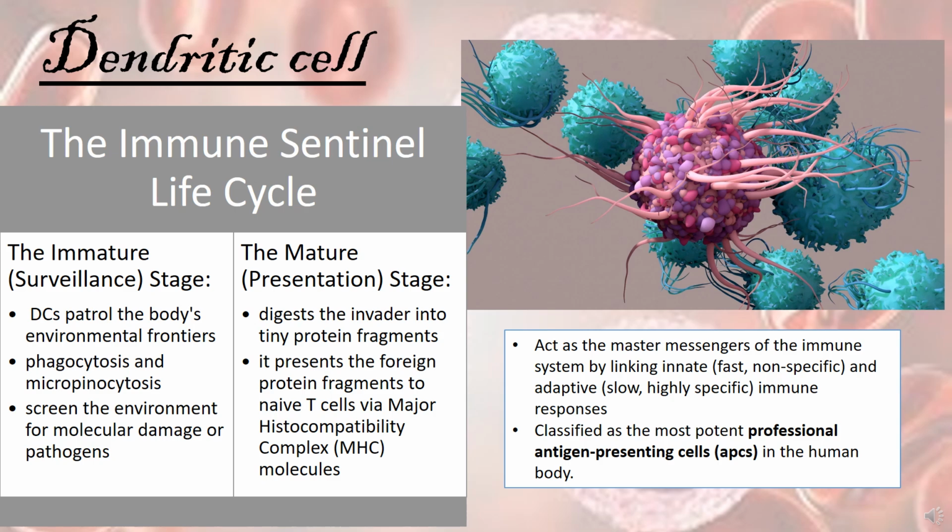The mature, presentation stage: once a dendritic cell intercepts a foreign threat, an antigen, it digests the invader into tiny protein fragments. This encounter triggers a rapid maturation process. The DC leaves its resident tissue, travels through the lymphatic system, and settles into local lymph nodes. Here, it presents the foreign protein fragments to naive T cells via major histocompatibility complex, MHC, molecules, effectively teaching and activating the T cells to launch a targeted attack.